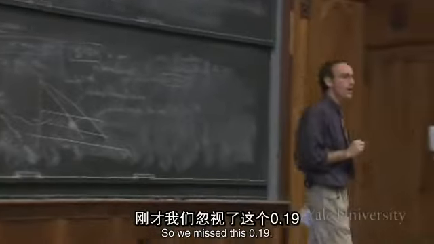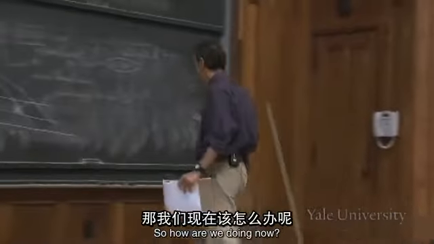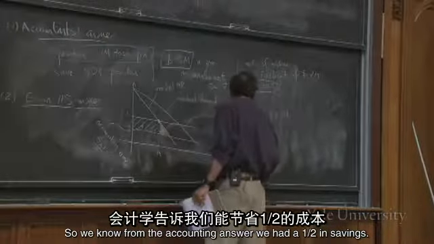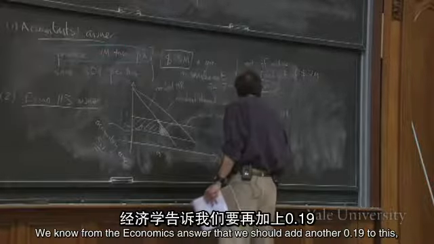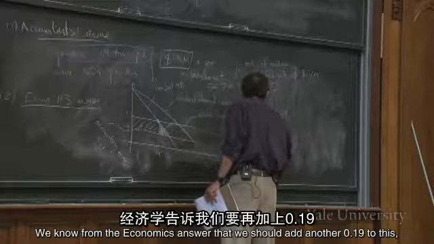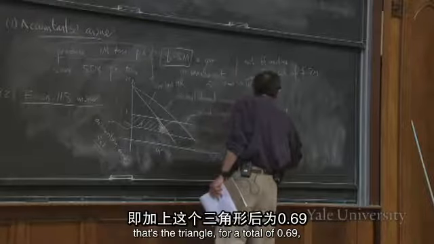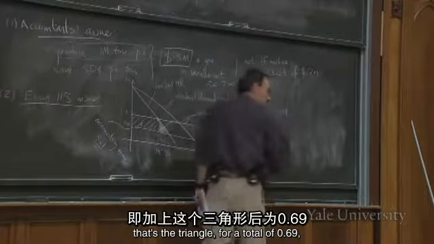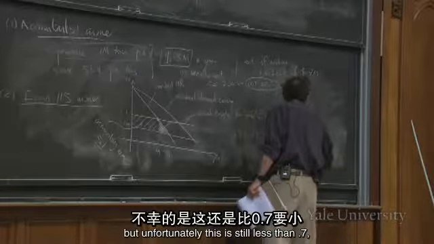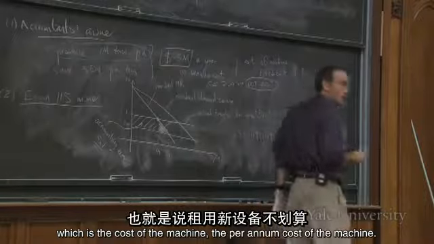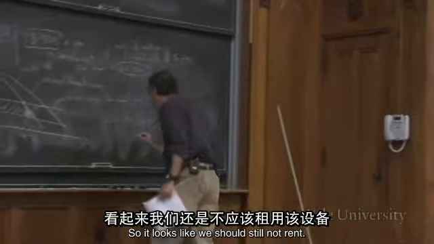Right, so we missed this 0.19. All right, so how are we doing now? So we know from the accounting answer we had 1/2 in savings. We know from the economics answer that we should add another 0.19 to this, that's the triangle, for a total of 0.69. But unfortunately, this is still less than 0.7, which is the cost of the machine, the per annum cost of the machine. So it looks like we should still not rent.